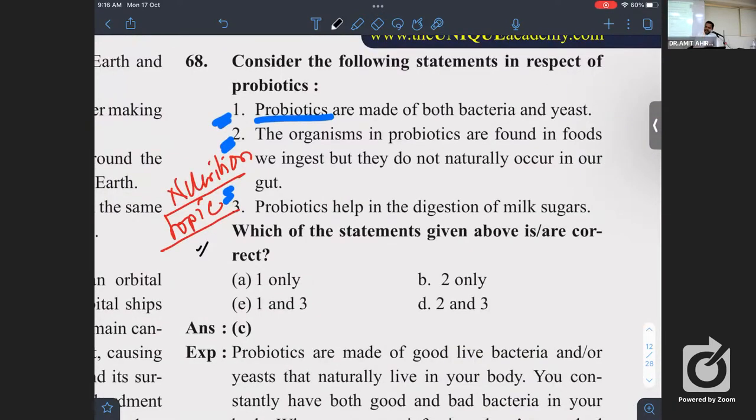Consider the following statement in respect of probiotics. Probiotics is a topic of what? Nutrition. In fact, only Unique Academy talks about this nutrition related topic. No one talks about nutrition related topic. Have you heard about any academies taking nutrition related topic?